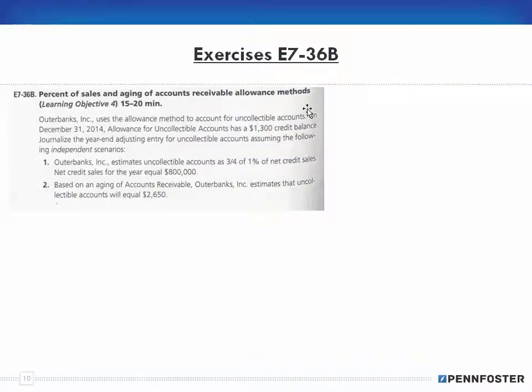Right, so we left off on problem 7-36, and it says here percent of sales and aging of accounts receivable allowance methods. Outer Banks uses the allowance method to account for uncollectible accounts. On December 31st, the balance in the uncollectible accounts was a $1,300 credit balance. Journalize the year-end adjusting entry for uncollectible accounts, assuming the following independent scenarios. So we have to treat one separate from two.